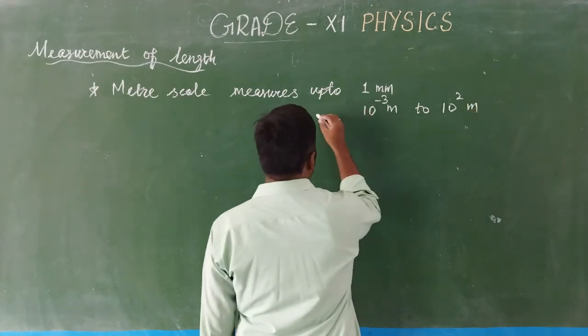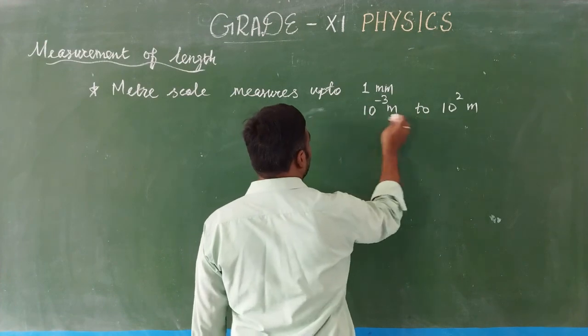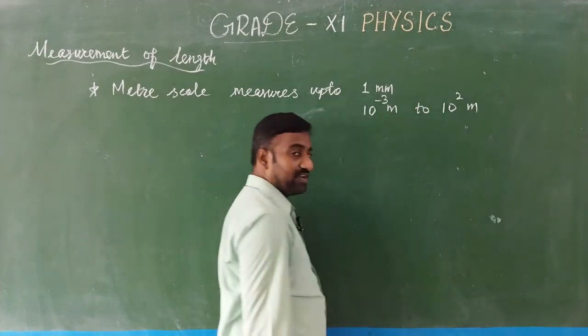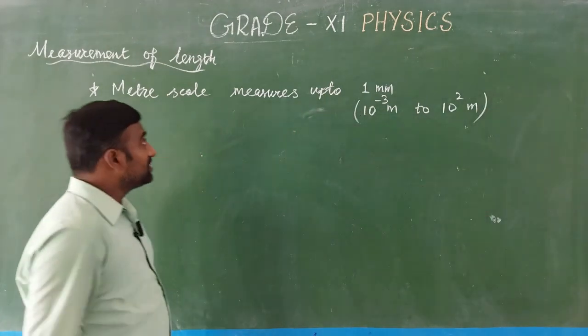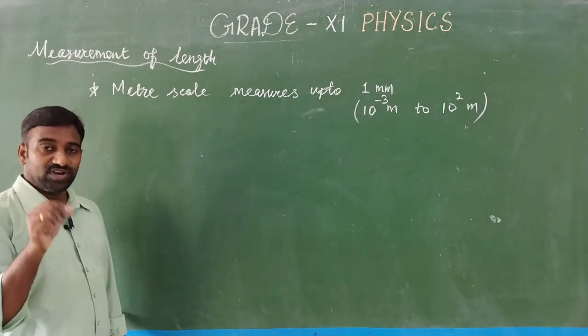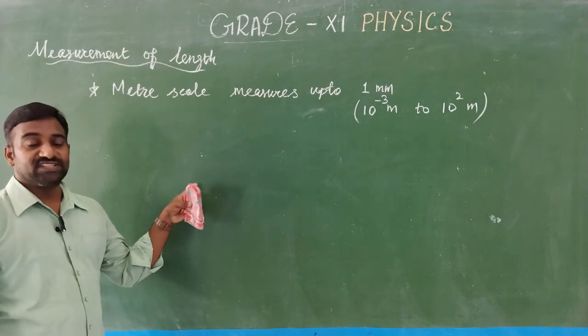So this is the range. Range means from where to where: minimum measurable to maximum measurable value. So this is the range of the meter scale. Suppose you want to measure a length smaller than 1 millimeter, we cannot use the meter scale.